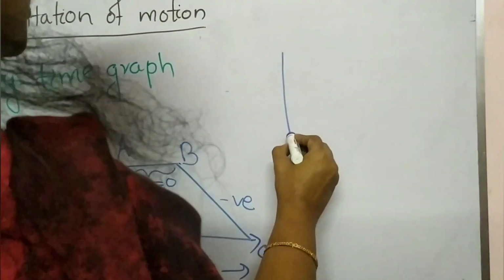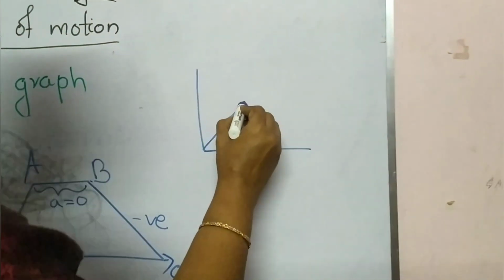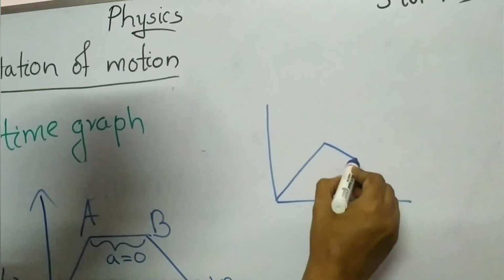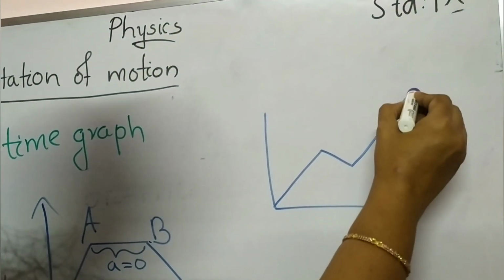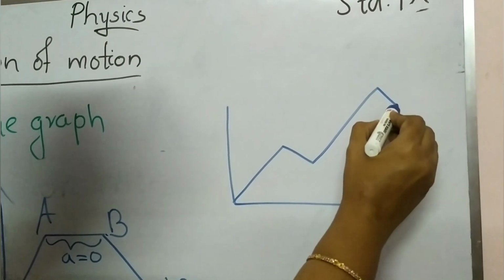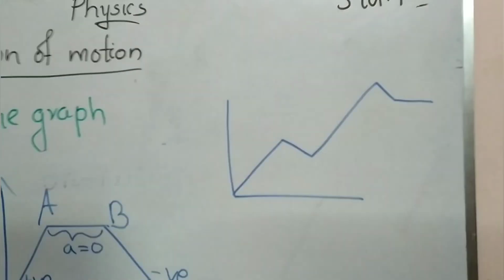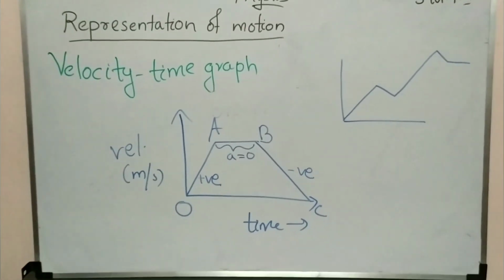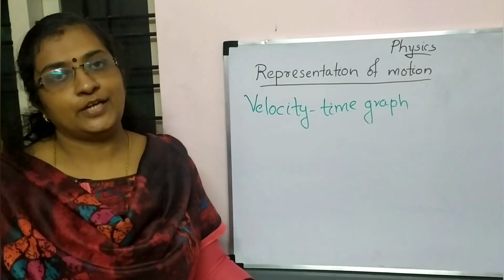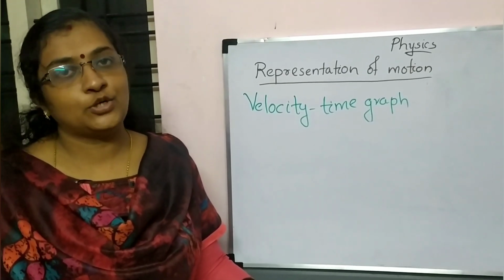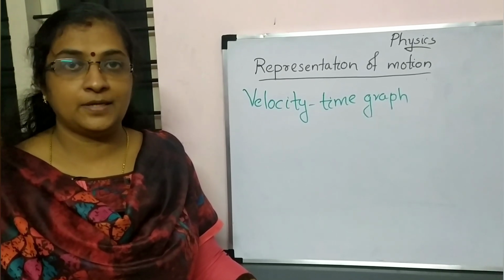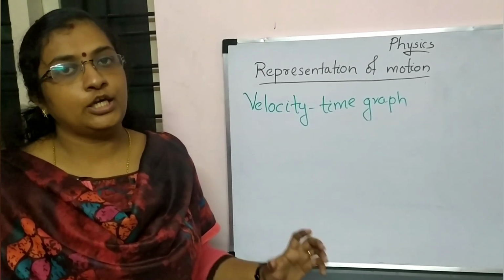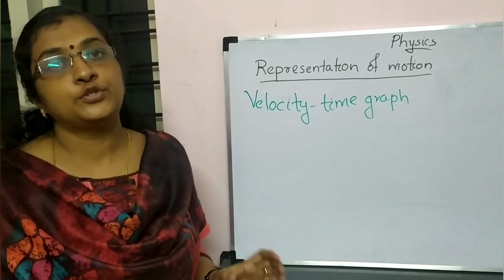Listen here, here you can see positive acceleration, then negative acceleration, positive acceleration, negative acceleration, 0 acceleration. Like this way, different forms we can draw. Okay children, in the next video we will derive the equations of motion. That will be very easy for you if you have the concepts of today's topics.